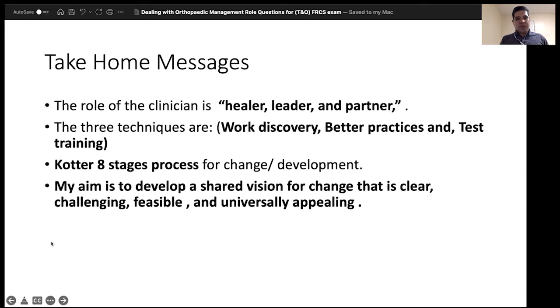So finally, what is the take-home message from that? Your role will be healer, leader, and partner. Don't forget that. The 3 techniques are work discovery, best practice, and test training. And please remember the Kotter 8-stage process for change and development. Also remember my aim to change anything: a shared vision of change that is clear, challenging, feasible, and universally appealing. And thank you.